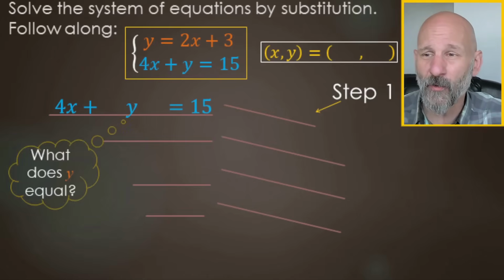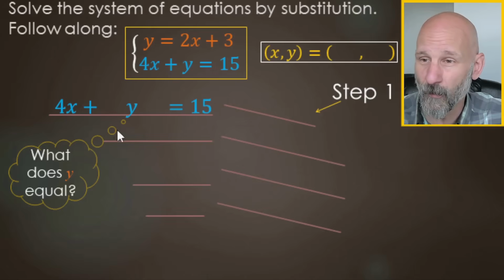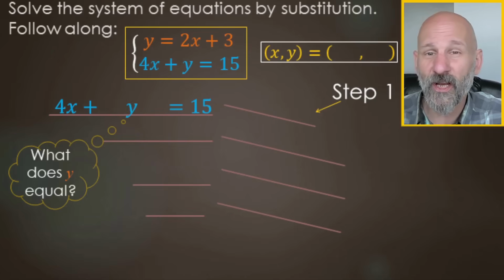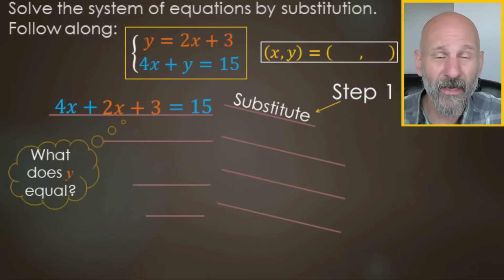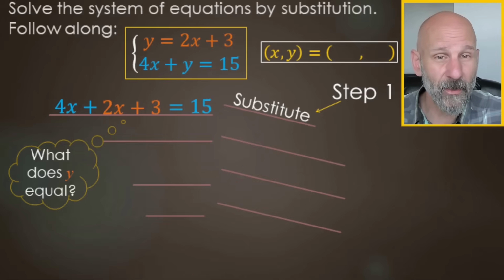So what we're going to end up doing is taking this bottom y here, this blue y, and replacing it with the red y, specifically 2x plus 3. So what does this y equal? This y equals the same thing as the other y, which is 2x plus 3. So there's our substitution step there. We're going to replace y with what it's equal to, and in this case, it's 2x plus 3.